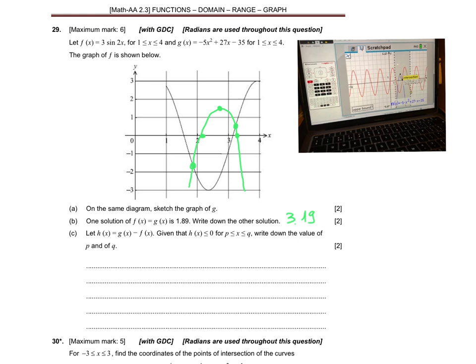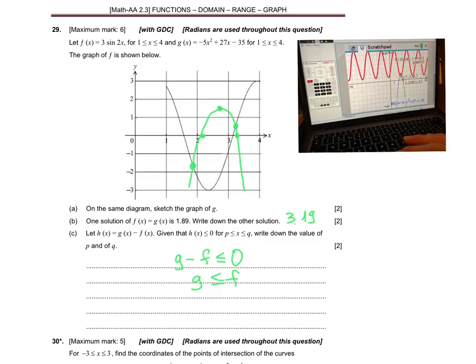So h is g minus f. Given that h is less than 0, so g minus f is less than or equal to 0 for p to q. Write down the values of p and q. So we want g to be less than or equal to f. So we want our polynomial to be less than, so our blue line to be less than, undo.